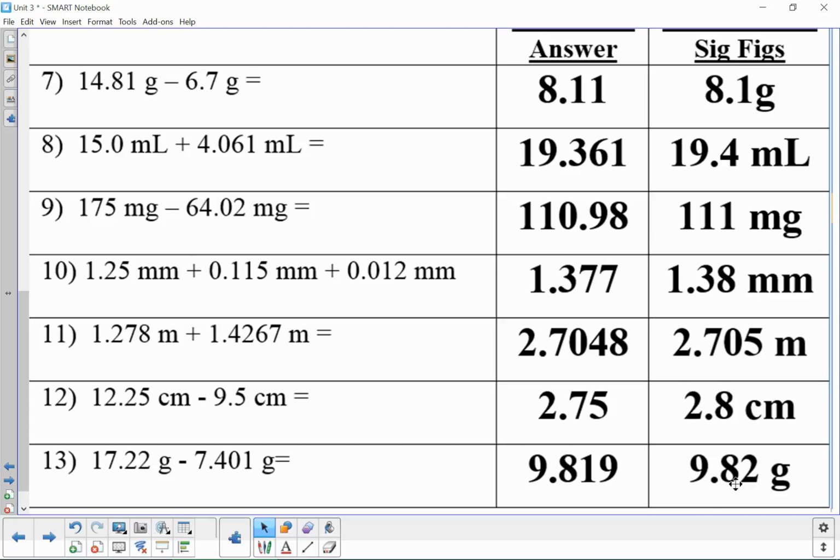So here are the answers that you should have for those bottom questions. If you got any of them wrong, come to class and just ask us and we'll help you figure them out.